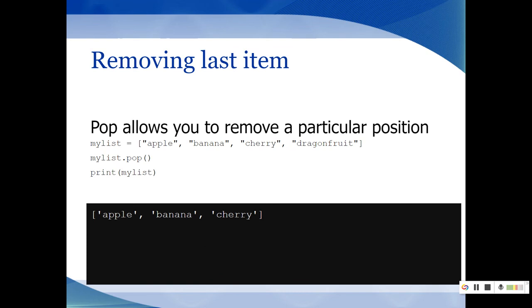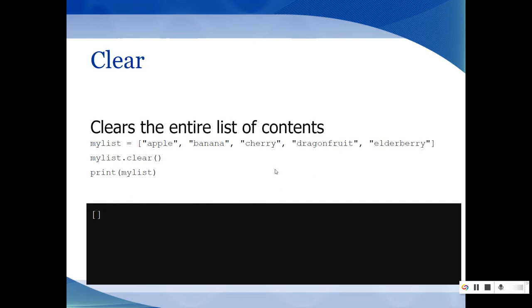Pop allows you to remove from a particular position, but it also allows you to just remove from the end. So in this situation, I don't have any numbers in there, so it just gets rid of the very last item in the list. Clear just clears out the contents of the list. Here I've got a list full of fruit, and then I call clear, and it shows my empty list.